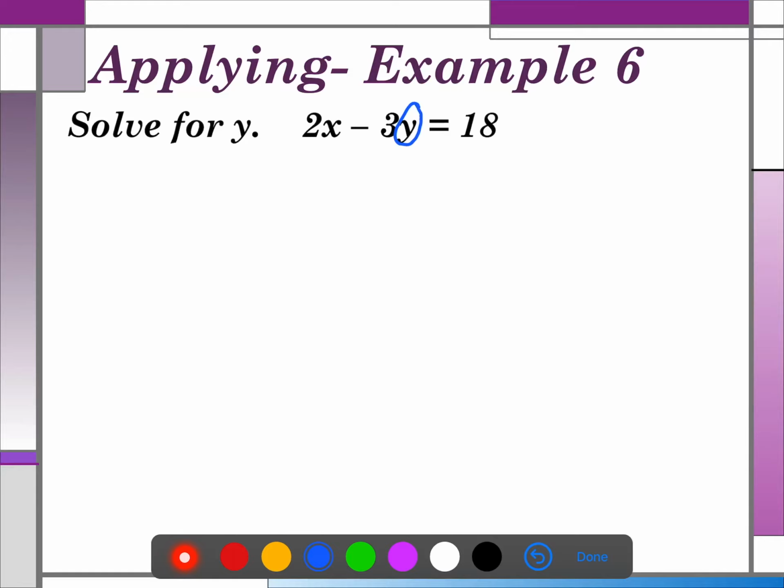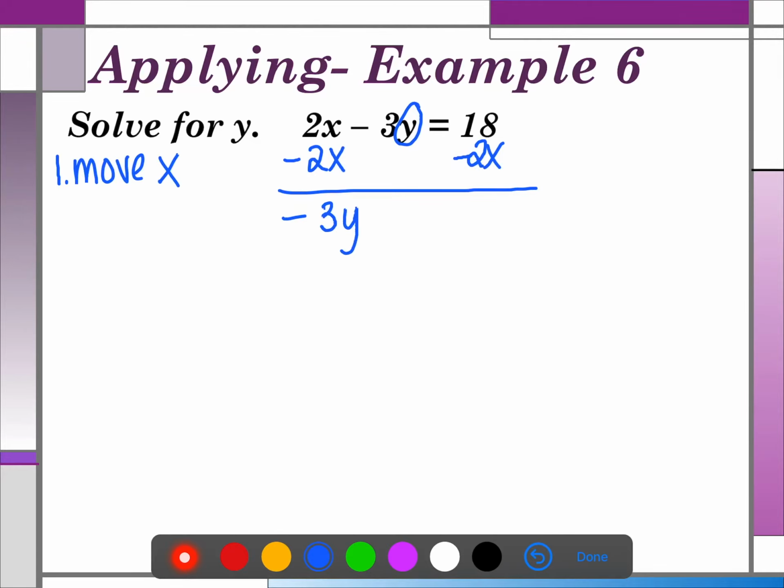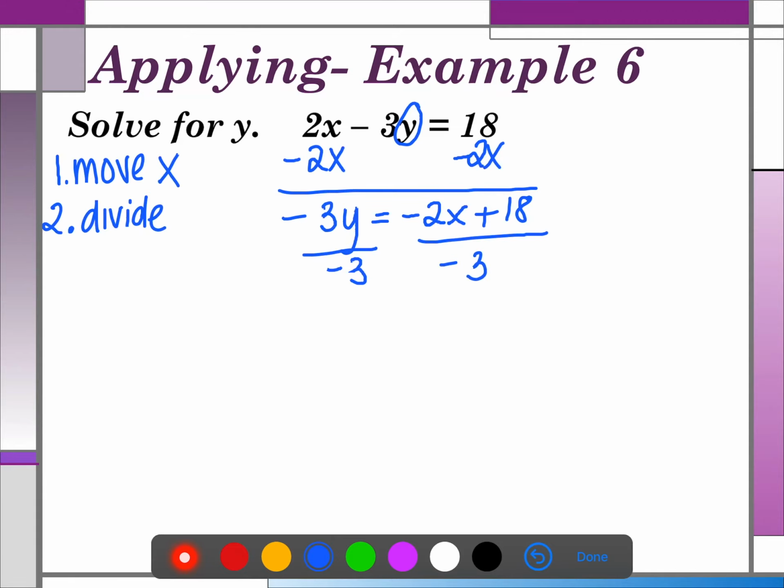So in order to solve this equation for y, first thing you're going to do is move x. So in order to move this x, we're going to use subtraction. Okay, move x and then divide. I'm going to divide by -3. Okay, and this solve for y type of scenario is the reason that we have been simplifying and reducing our problems the way we have.